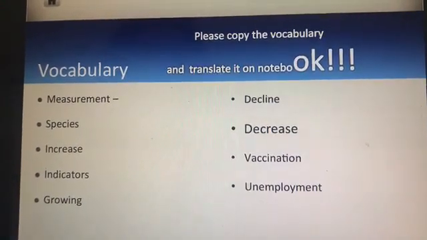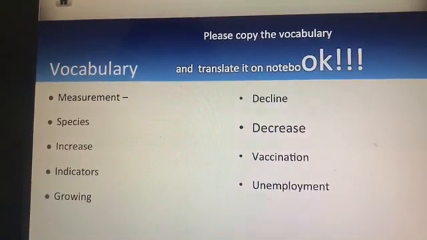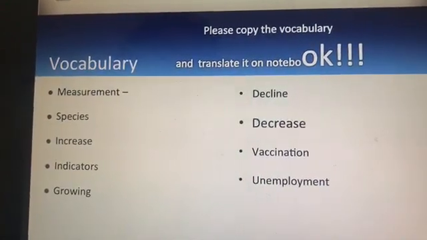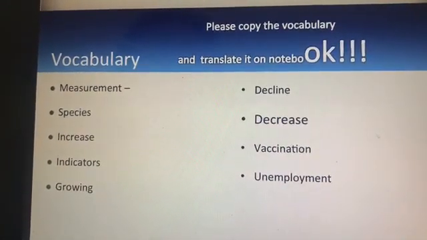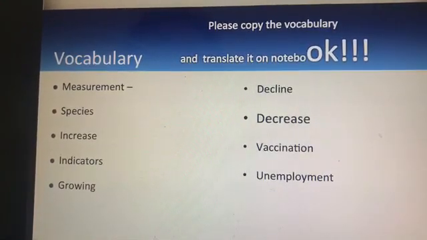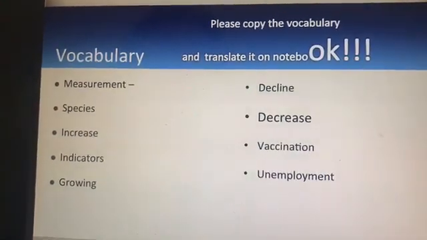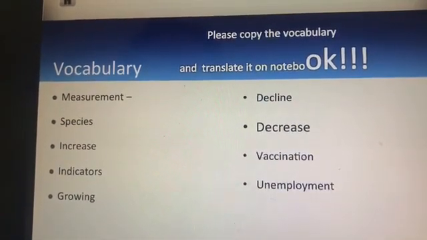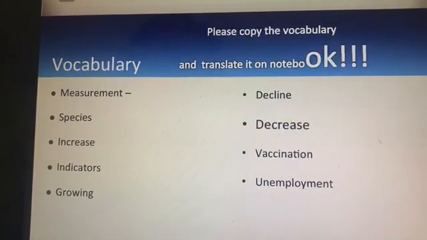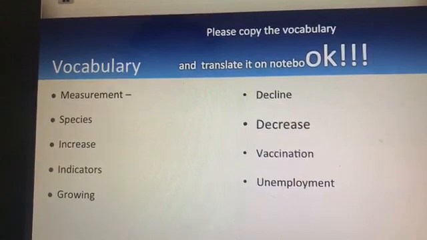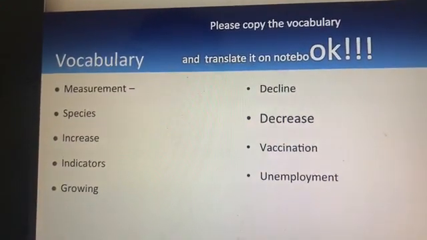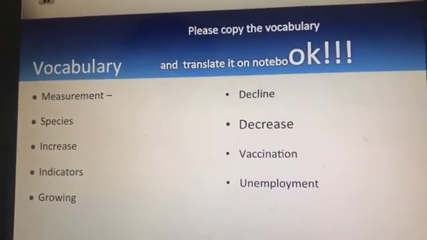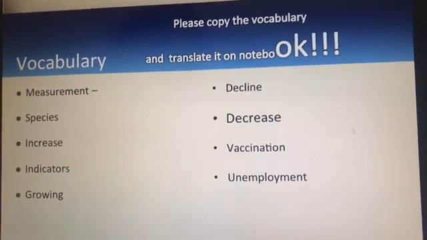Please write the following word, vaccination. Please repeat vaccination. Make sure you write it with double C, please. Vaccination means vacunas. And the last word is unemployment. Make sure you write it. Unemployment. Desempleo. When you pronounce this word, make sure you pronounce the M. Unemployment.